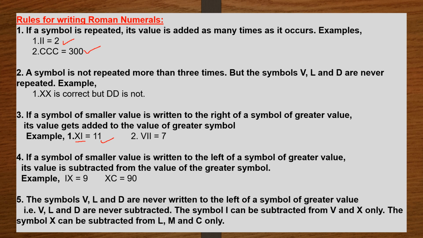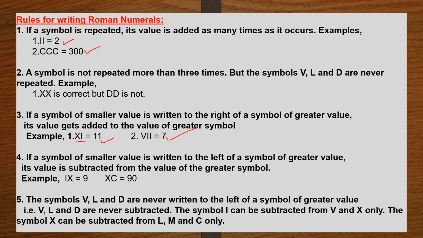Let's see another example. Here, VII. The value of V is 5 and the value of I is 1. So 2 times I means 2. So 5 plus 2 is 7. V is a greater number and I is a smaller number. The smaller number being at the right of the greater number, the value gets added. So we get 7.